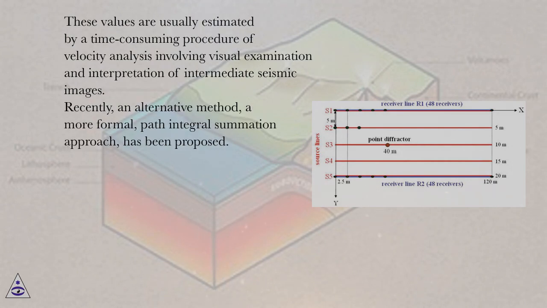These values are usually estimated by a time-consuming procedure of velocity analysis involving visual examination and interpretation of intermediate seismic images. Recently, an alternative method, a more formal, path integral summation approach, has been proposed.